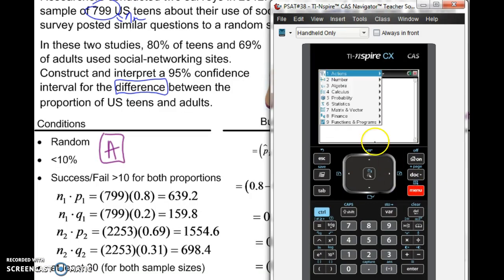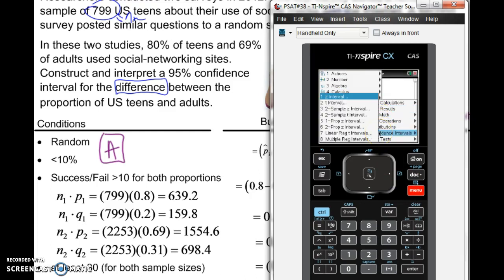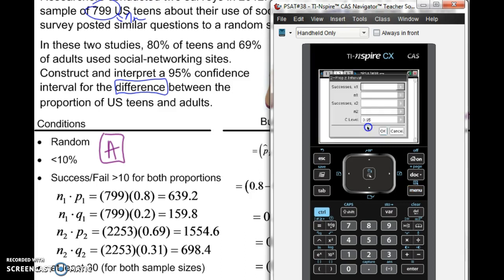Okay, so I'm going to hit Menu, Statistics, confidence intervals, and we are doing a 2-prop Z interval. You'll have to have a number of successes. Notice the number of successes here is actually 639.2. You never want to type in a decimal point when you're talking about number of successes on your calculator, so you've got to round that. It's okay to round down in that case, 639.